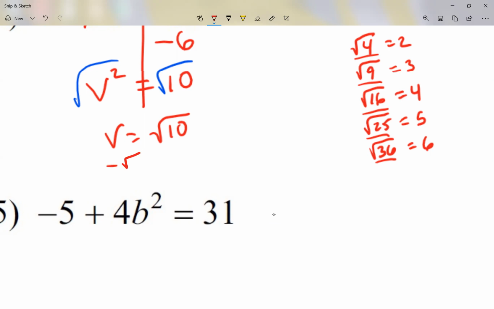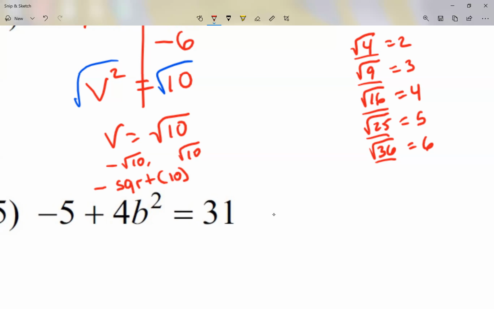So my answer will be negative square root of 10 and positive square root of 10, because I have to have a negative and a positive answer. Now, how am I going to type this? I'm going to go the negative sign, and then square root of 10, we're going to write that as SQRT, parentheses, and the 10 on the inside. So that's negative square root of 10.